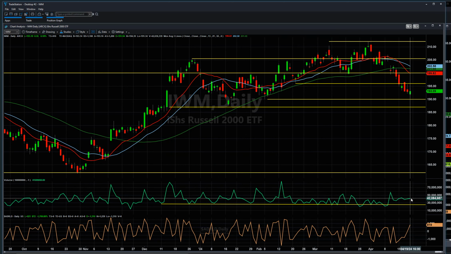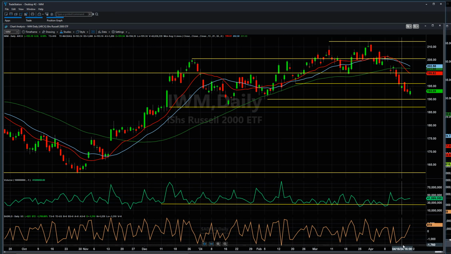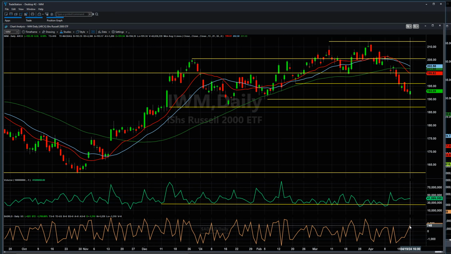Volume ticking up slightly in the Russell in today's trading, and the IWM, I should say, and breadth diverging also in the IWM as well.